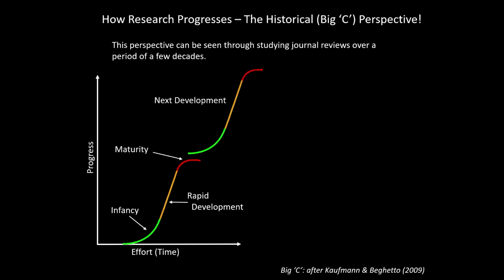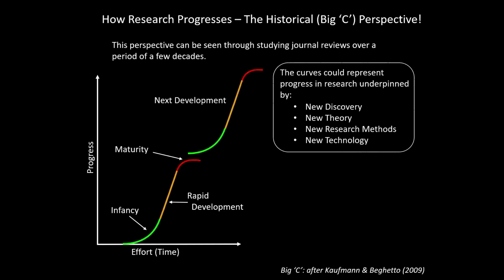You can look at any research discipline and find this sort of curve of development over a period of 20, 30 or more years, and it's quite a useful way of visualizing research. And as I suggested earlier, the curves could represent progress in research underpinned by a new discovery. Discoveries are never planned, they're always accidental, but they always result in growth in a particular area.